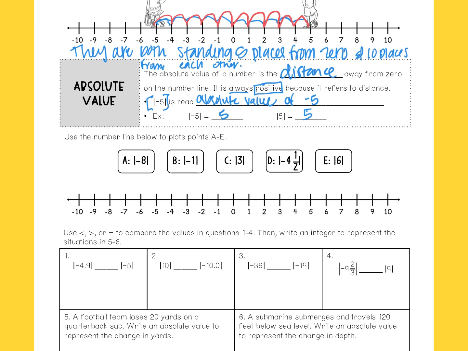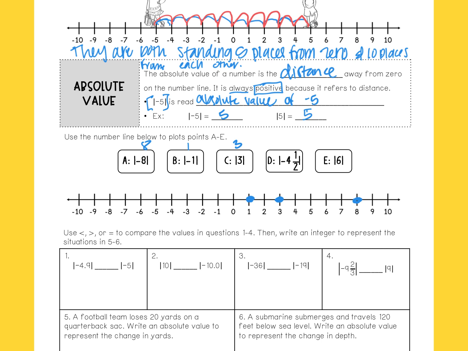So we're going to use the number line to plot point A through E. So the absolute value of -8, it's always positive. So it's just 8. So it's 8 places away from 0. The absolute value of -1 is 1. That is just 1 place away from 0. The absolute value of 3 would be 3. 3 spaces away from 0.